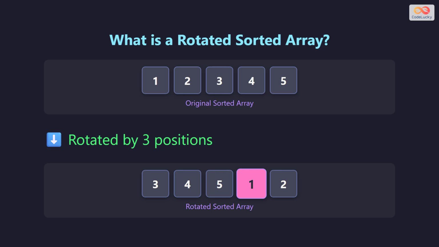First, let's understand what we mean by a rotated sorted array. Imagine you have a standard sorted array, like 1, 2, 3, 4, 5. If we rotate it, we essentially take a chunk from the end and move it to the front. The internal order is preserved, but the starting point changes.